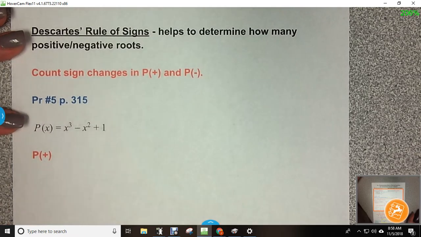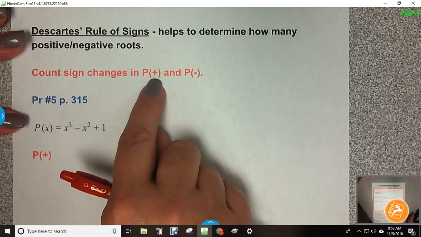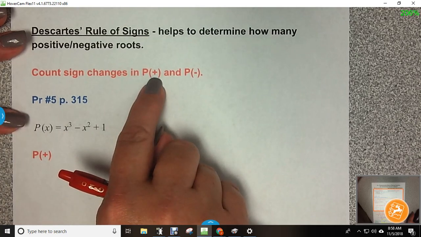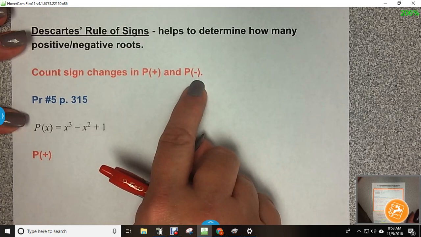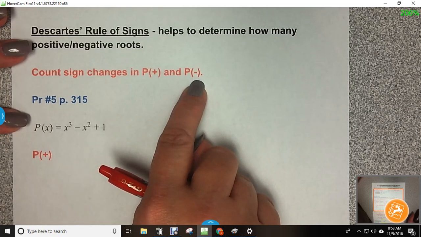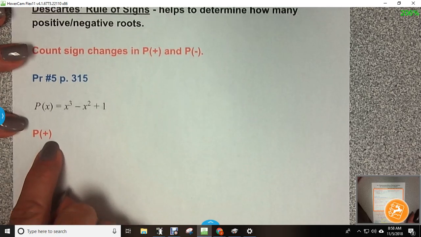Now, all that means is that I'm going to replace every x with a positive number, doesn't matter what positive number, and figure out whether that resulting term is going to be positive or negative. And then I'm going to do the same by replacing every single x with any negative number and figuring out whether each term results in a positive or a negative number. So let me walk you through this one.